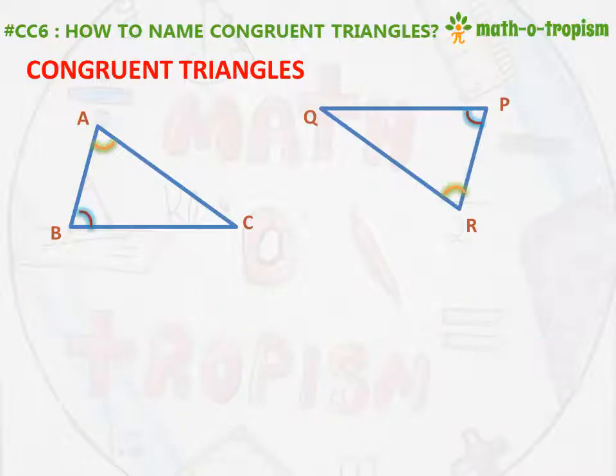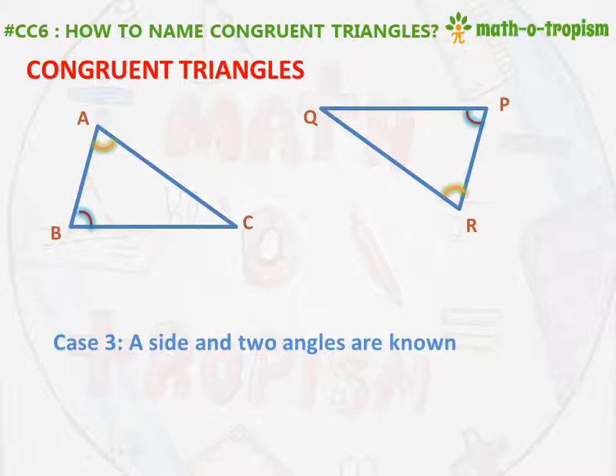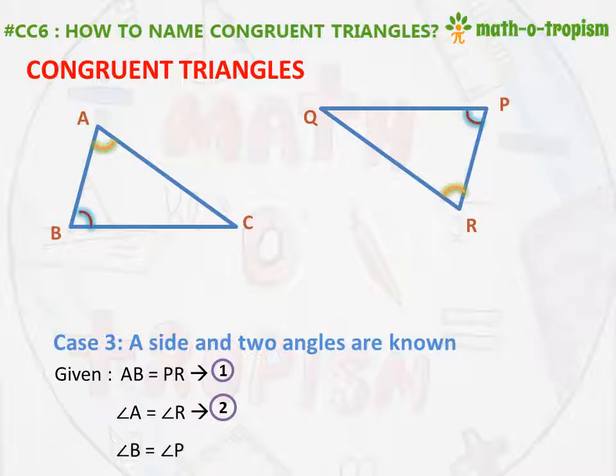Next, we will consider when a side and two angles are known. So in that case, given again is AB is equal to PR, we'll keep as equation 1. Angle A is equal to angle R, keep as equation 2. And then angle B is equal to angle P. We'll keep this as equation 3.